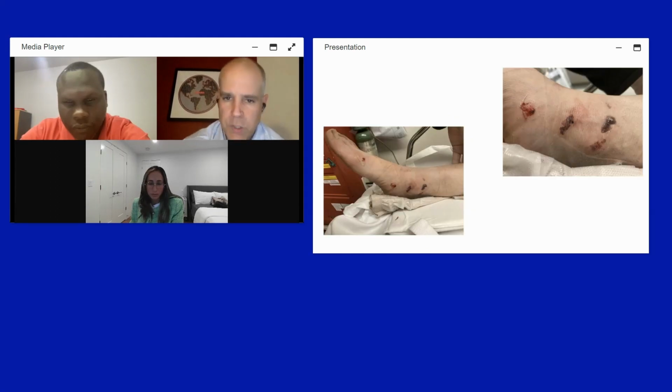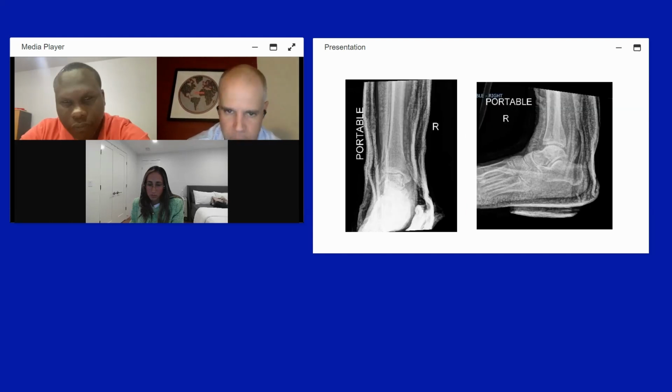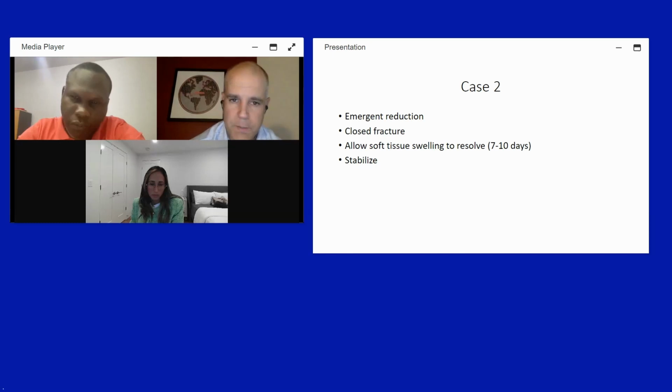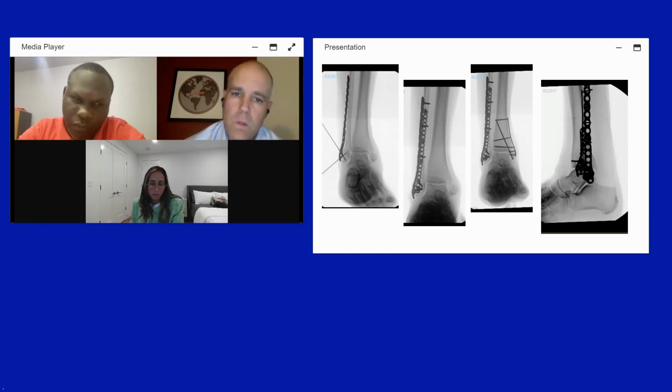Soft tissues initially look okay, as you'd imagine, kind of stress and strain on that medial soft tissue structure, as was shown. But we follow the protocol: emergent reduction, which looks pretty good. Not much in the way of a bony injury, but like we said, a lot of these are soft tissue management. So I said emergent reduction, closed fracture, but we allowed the soft tissue swelling to resolve 7 to 10 days. And then we took the patient to the operating room to stabilize, long lateral base plate, and then fixation of our medial structures to help restore the articular congruity.